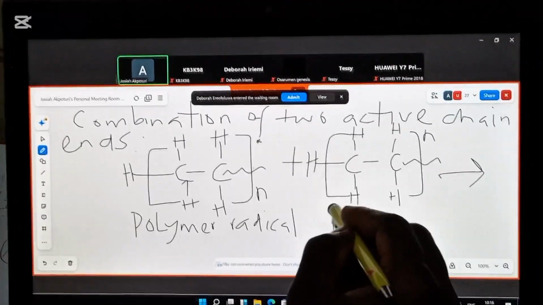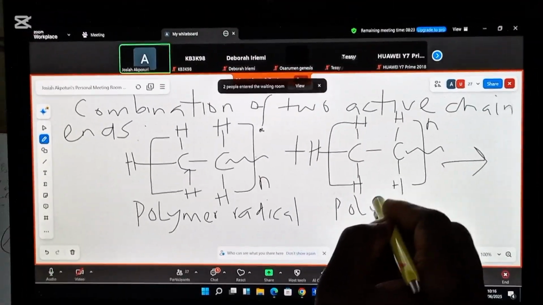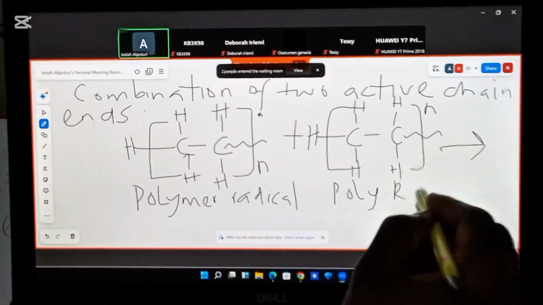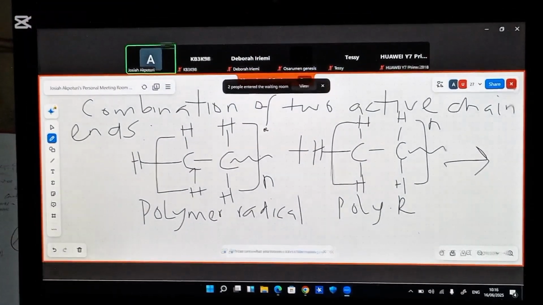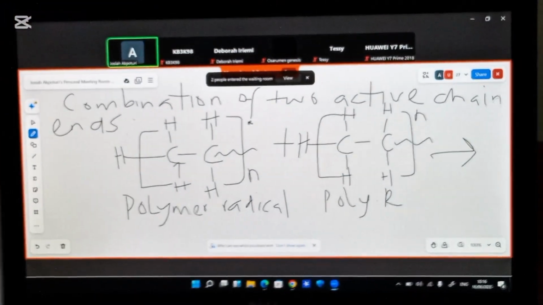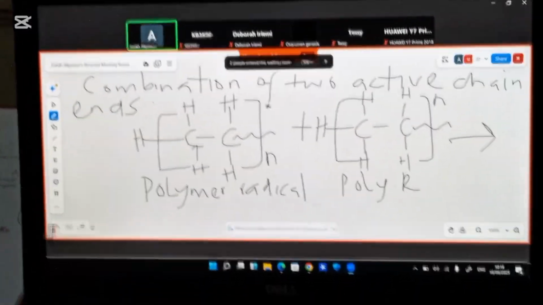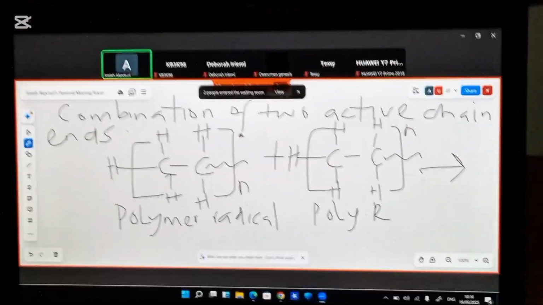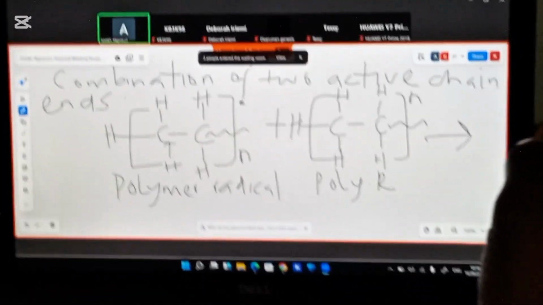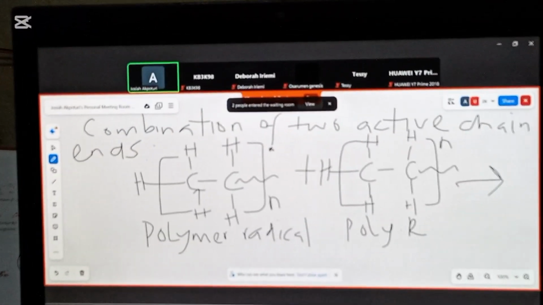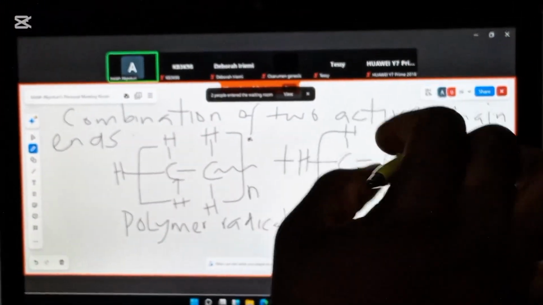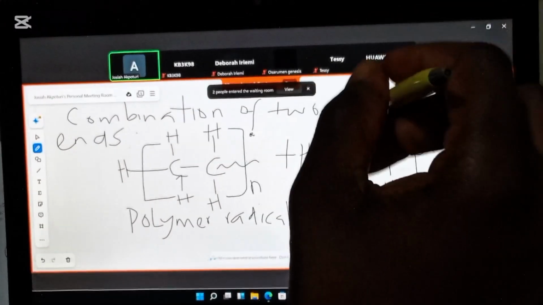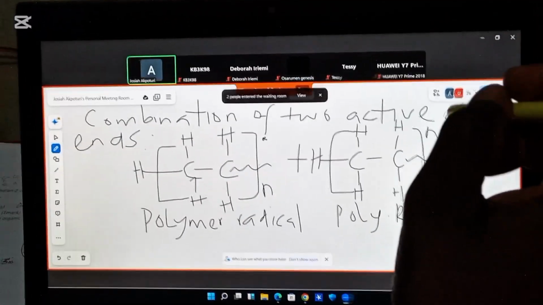This is also called a polymer radical. I'll be using a short form: PR, that's what I'll be using. Please take note. PR is polymer radical. MR is what? Monomer radical. Not that you are going to write it like that in your exam. For the sake of this online class, PR is a polymer radical, and MR is a monomer radical.